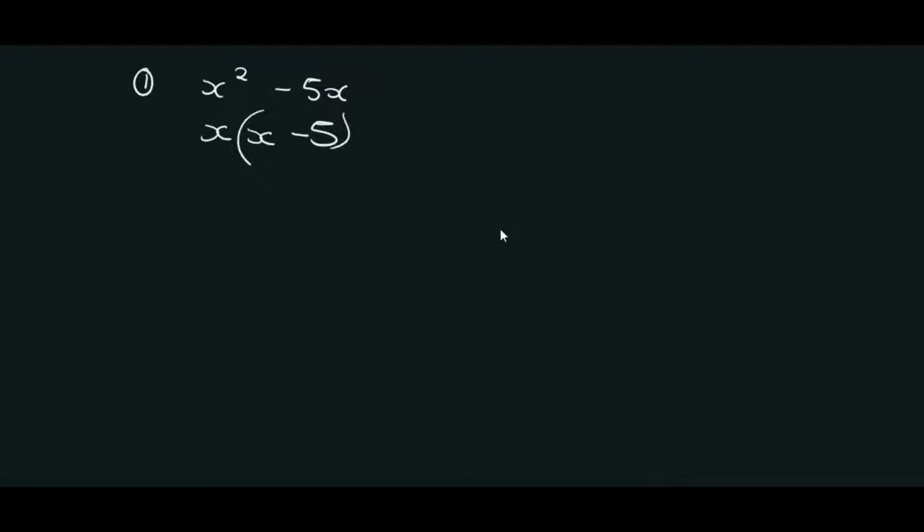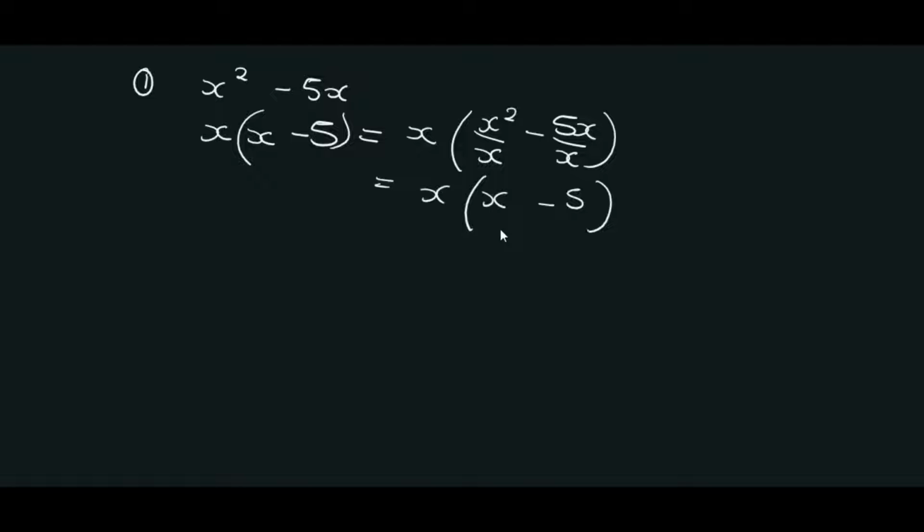In other words, we can say that we factor out x, and we say that x all over x minus 5x all over x. Then we get x into x minus 5. So if you do this, you still get the answer. Let's do another example. Question 2.